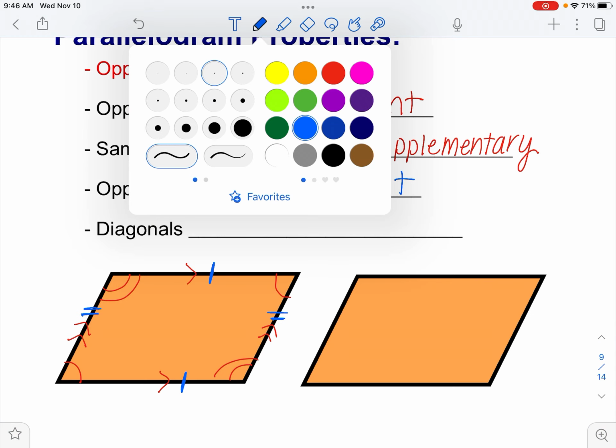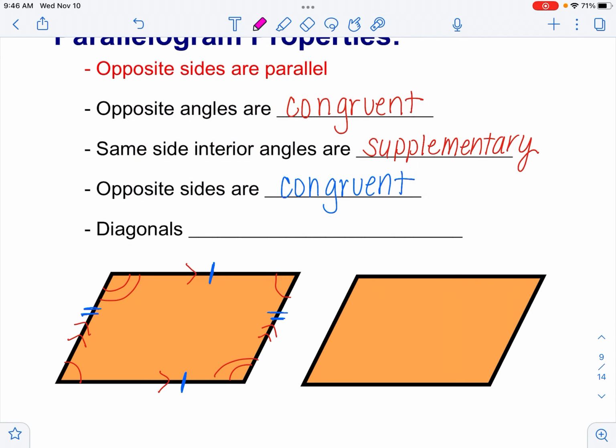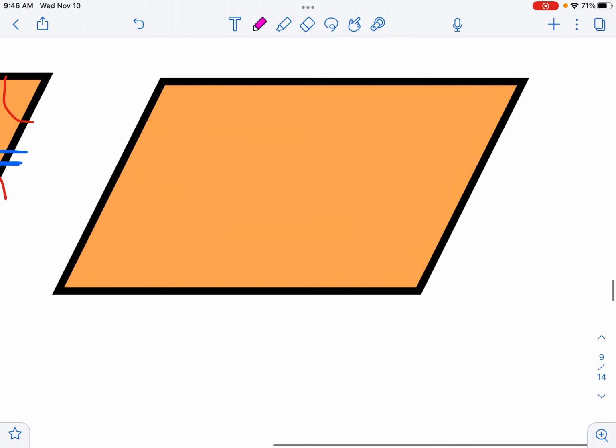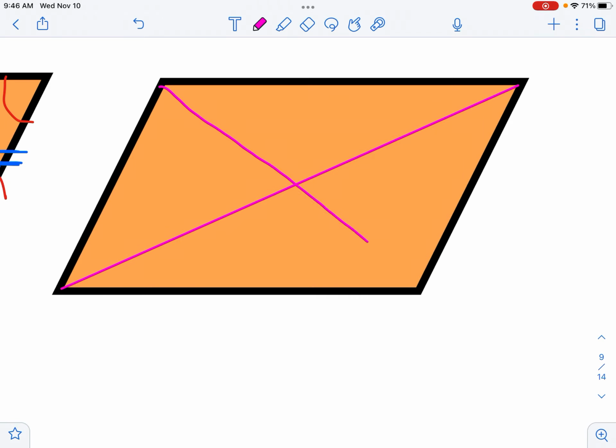The last thing that we know that we haven't touched on yet either is that diagonals bisect each other. So let's show what that means in this parallelogram. Diagonals aren't drawn yet, so let's draw diagonals. Go from one corner to the next. Now you have two diagonals drawn.